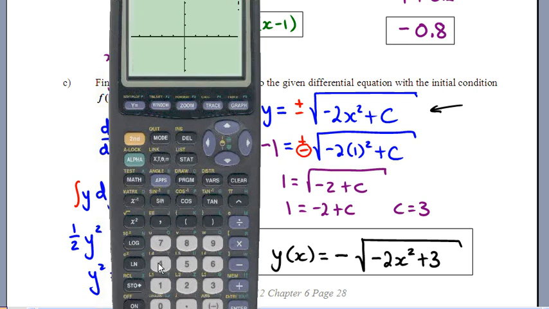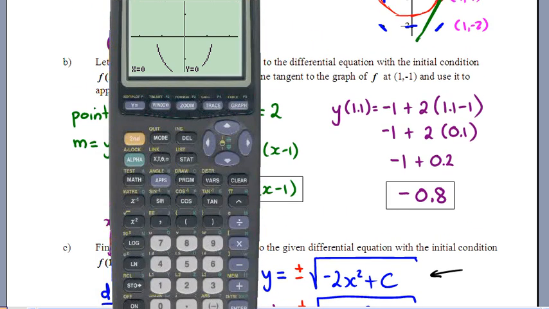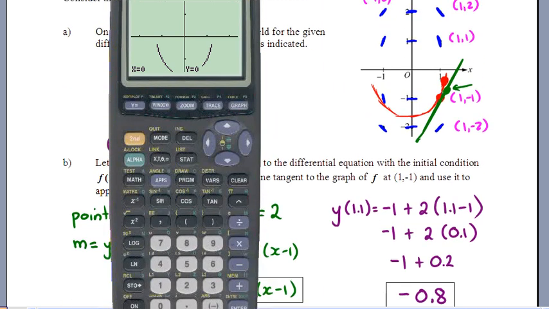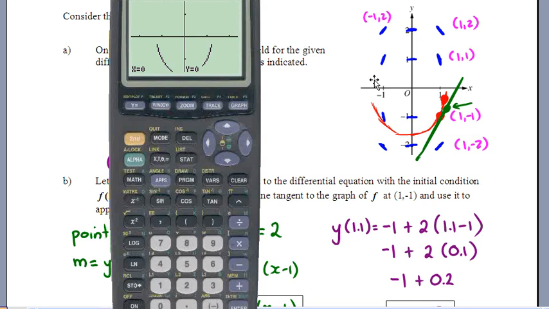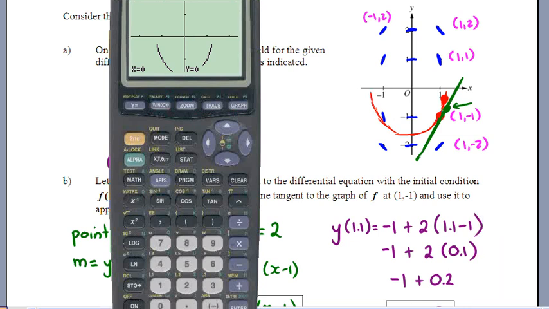I'll try zoom 4. Okay, not bad. It's pretty close. Maybe we'll zoom in a little bit. Yeah, it's okay. It's not quite going all the way up to there, which is unfortunate, but that's okay. Looking back at my first little sketch, I was using those little blue weather vanes as a guide for sketching this answer, and I got pretty close, right? It kind of looks like this.